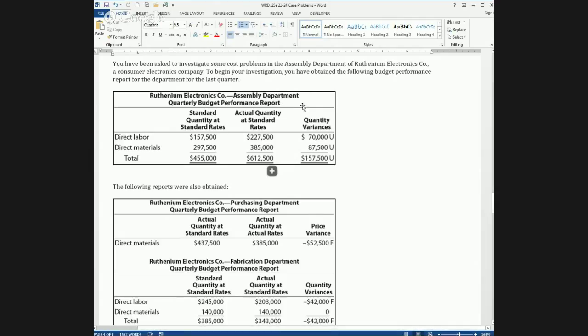Now, as you see in the assembly department, they have a whopping direct labor unfavorable variance. They were supposed to spend about $227,000.